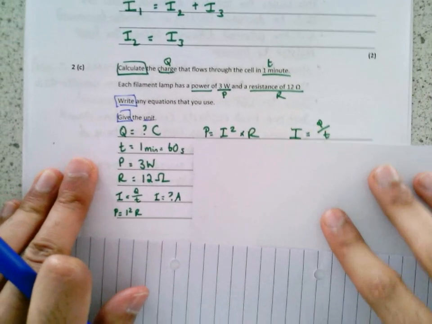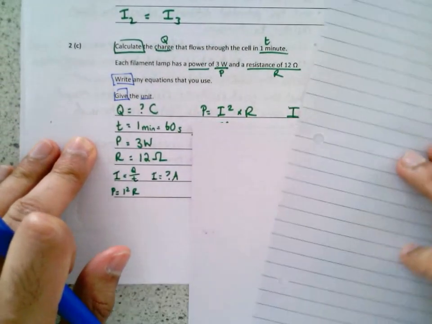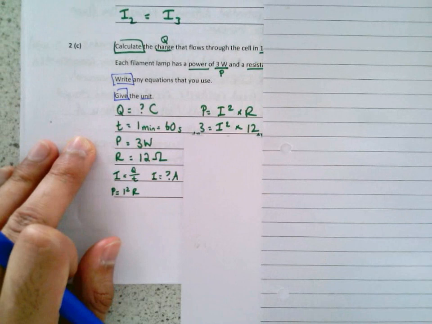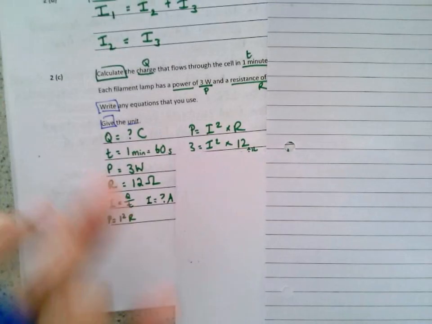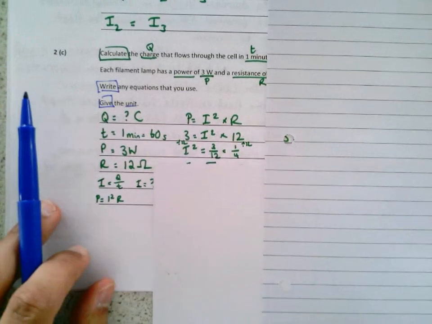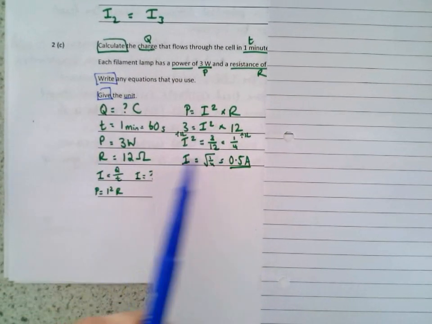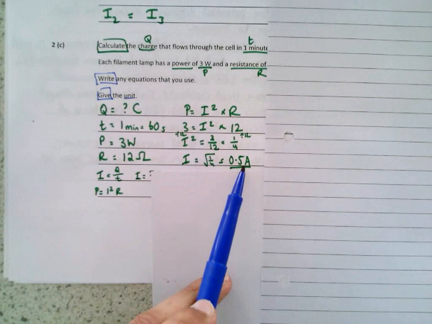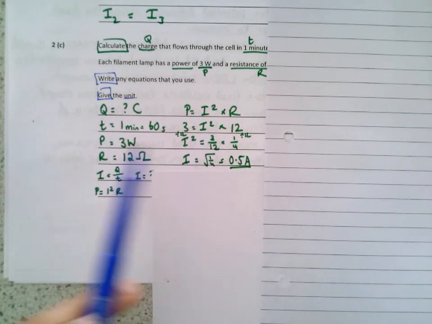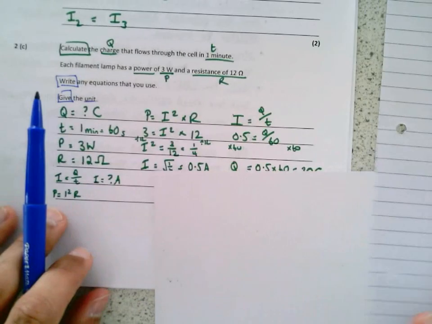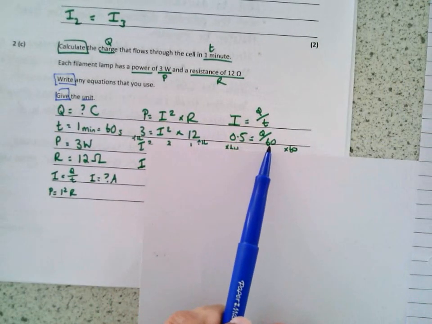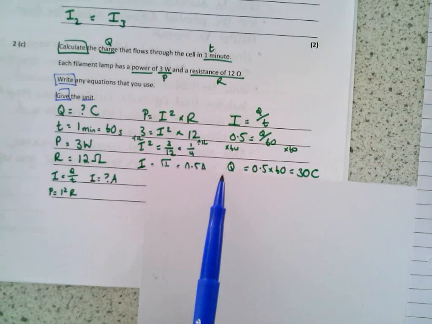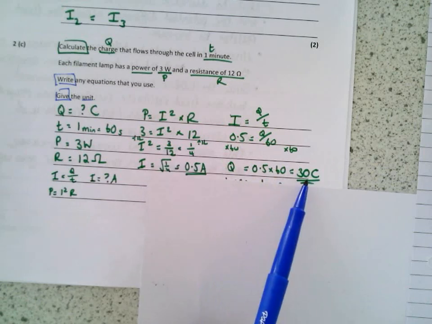So, first of all, we know P equals I squared times R. You do your substitution, 3 equals I squared times 12. Divide both sides by 12, and square root both sides to get 0.5 amps. Now that I know current, I can use my formula I equals Q over T, substitute 0.5 equals Q over 60, multiply both sides by 60 to get 30 coulombs.